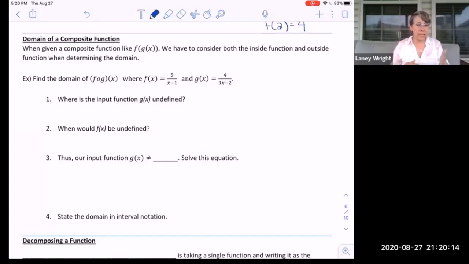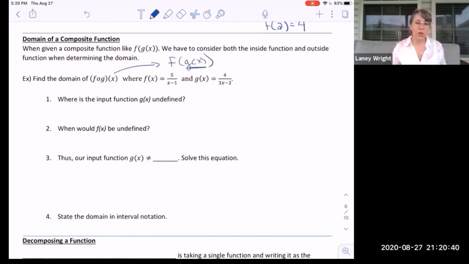So here's an example. We're asked to find the domain of f of g of x, but both of them are quotients, right? Both of them are fractions. So let's do it one step at a time. First of all, where is the input function g of x defined? Again, we're looking for f of g of x, so it looks like this.